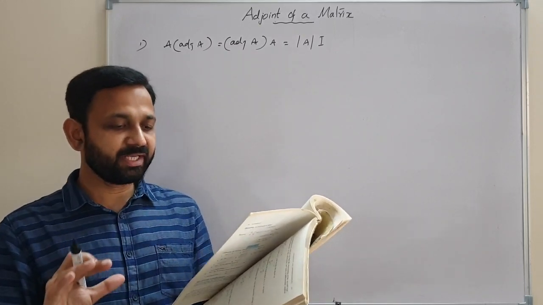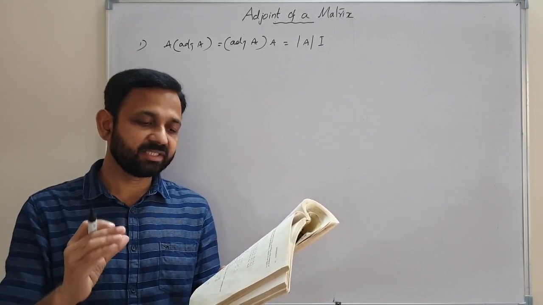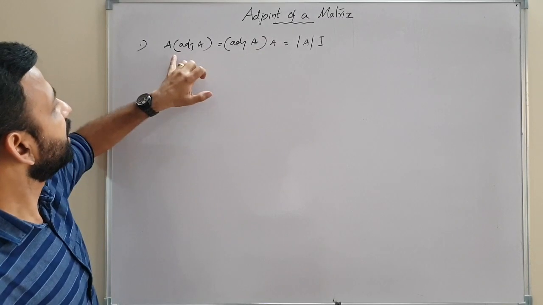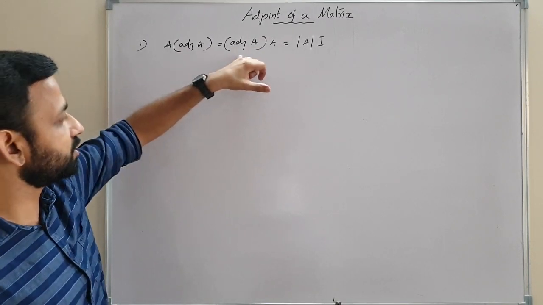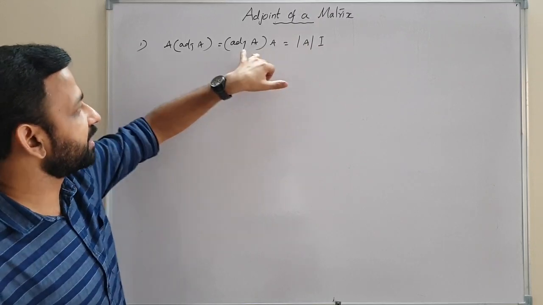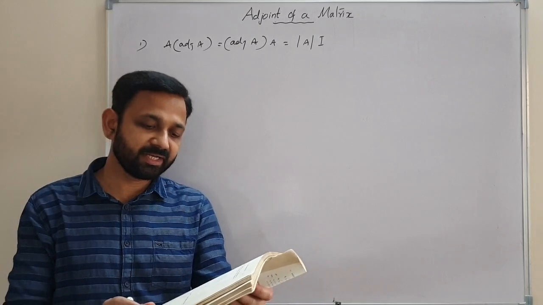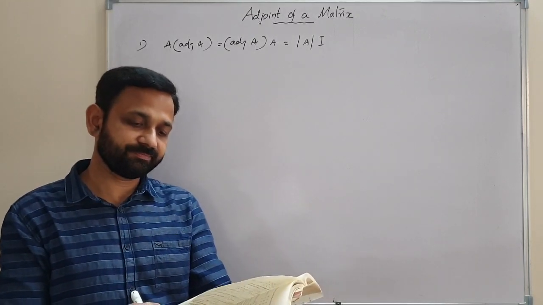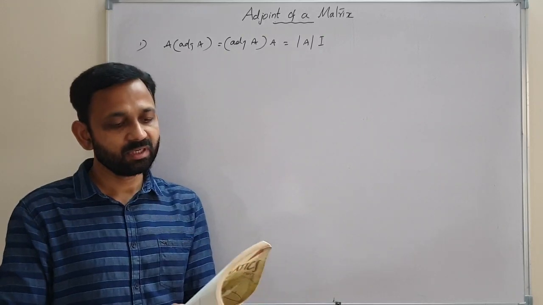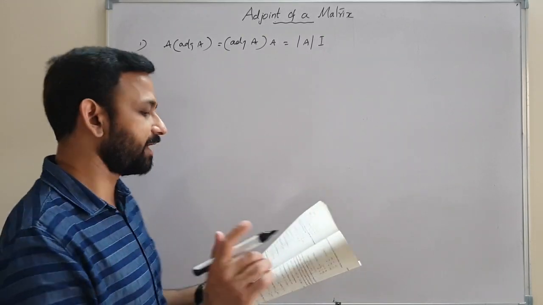If A be any given square matrix of order n and I is the identity matrix of order n, this result is important. A into adjoint A is equal to adjoint A into A, which is equal to determinant A into I, where A is a square matrix of order n and I is the identity matrix of order n. Then the second result: a square matrix A is said to be singular if determinant A equal to 0.